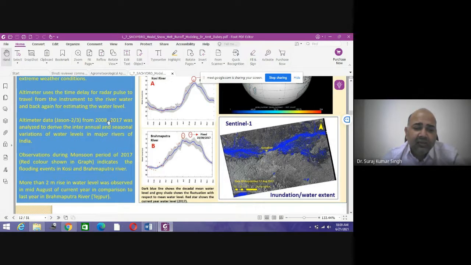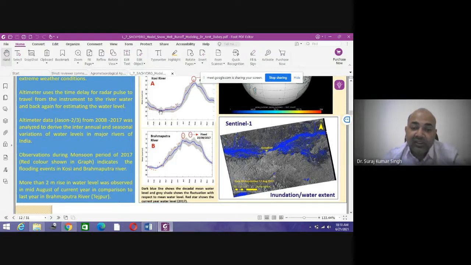Altimeter data from 2017-18 was analyzed to derive the interannual and seasonal variation of water levels in major rivers of India. In the observation during the monsoon period of 2017, if you see A and B, they indicate the flooding events in Kosi and Brahmaputra. So you can see how the flooding pattern has increased over the decades in those two areas, and a more than 2 meter rise in the water level was observed in mid-August of the current year in comparison to the last year in the Brahmaputra.